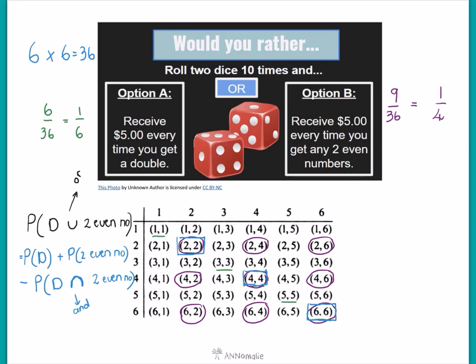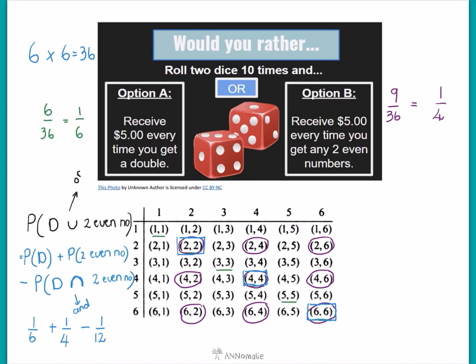So the probability of a double is 1 over 6. The probability of two even numbers is 1 over 4. But we have to subtract those that appear twice, which is 3 out of 36. You can see in the blue, 3 out of 36, which reduces to 1 over 12.